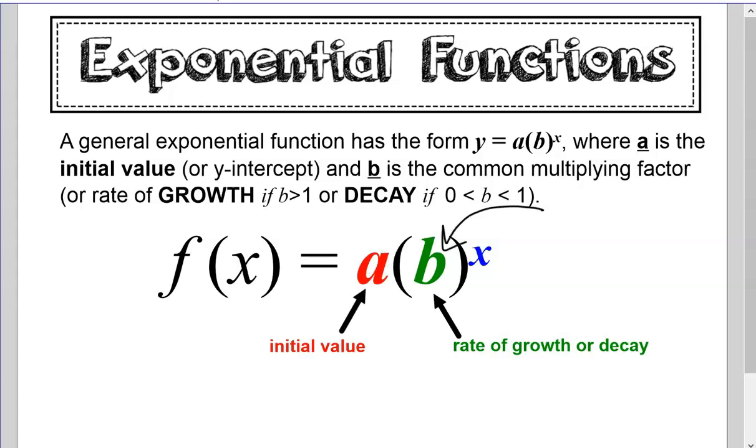And then this value here, the letter b, which is the base of our exponent x, that is our rate of growth or decay. So you can't call it a rate of change anymore. You have to be really specific. You either have to say it is a rate of growth or it is a rate of decay. You can't just say b is the rate of change. You have to really interpret that value. So let me show you a couple of examples of what I mean.